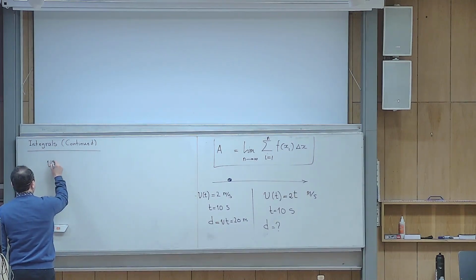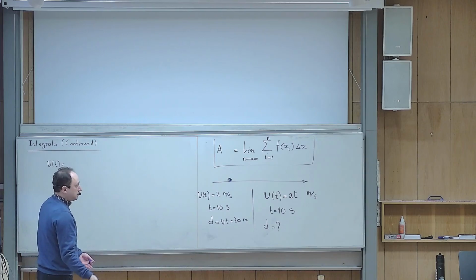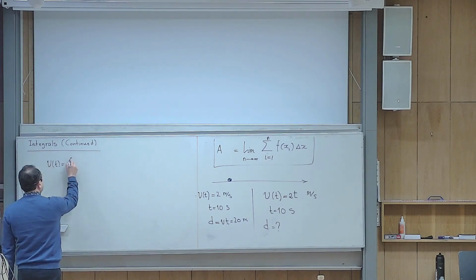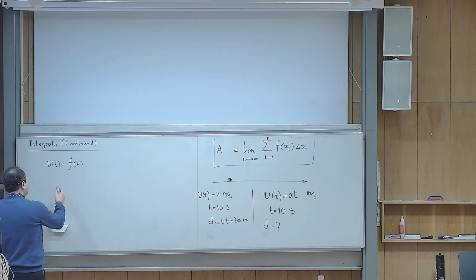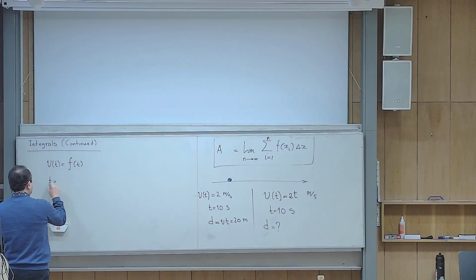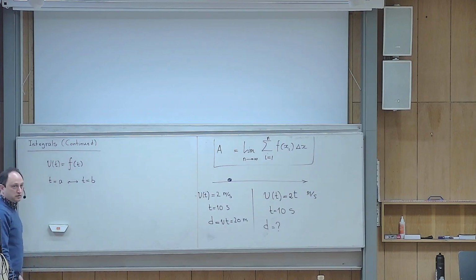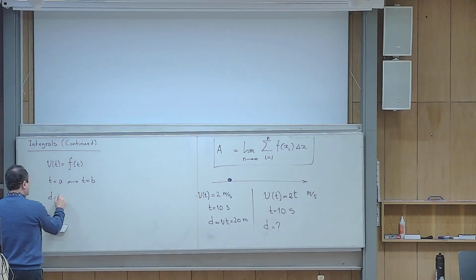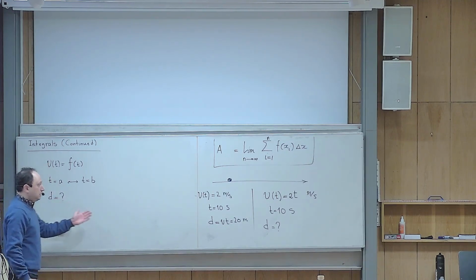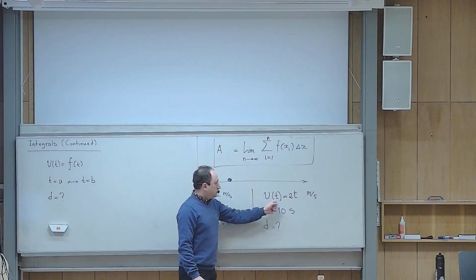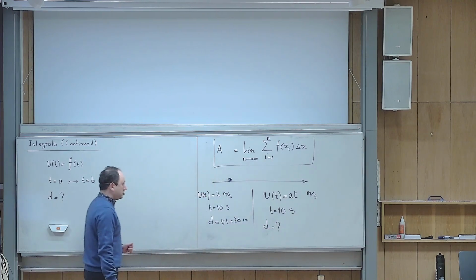For example, v of t, here I mentioned 2t, I could mention t squared, I could mention any function of t, so let me write it f of t. Okay, and say that I do this experiment from the time a to time b. Yes, and then I want to know what is the distance traveled by the particle. So this is the general setup. Here I gave you one simple example: v of t is 2t, t is 10 seconds, I want to calculate the distance traveled.